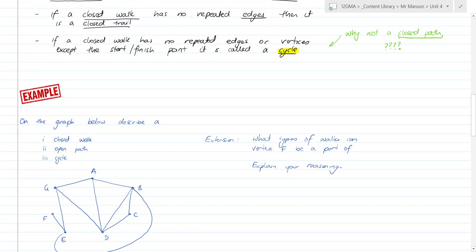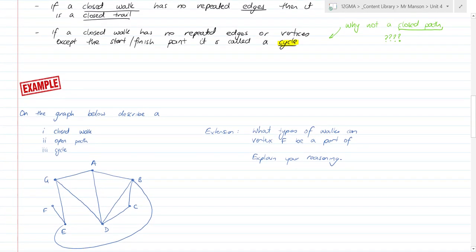So here's an example. I'll leave that up. I know some people are writing it down. On the graph below, describe 1, a closed walk, 2, an open path, 3, a cycle. And then in extension, what types of walks can vertex F be a part of? Explain your reasoning.